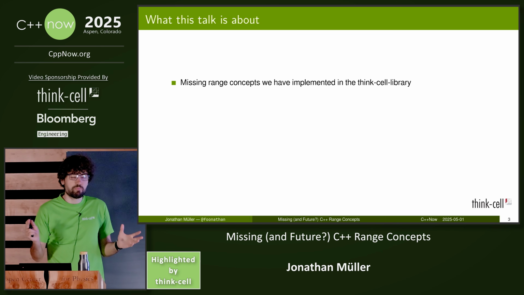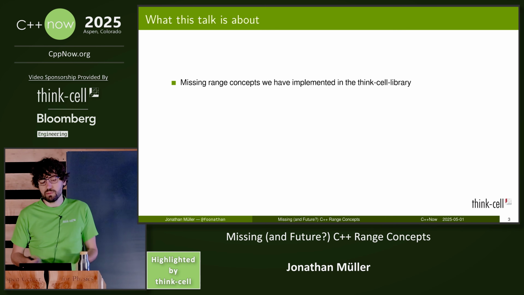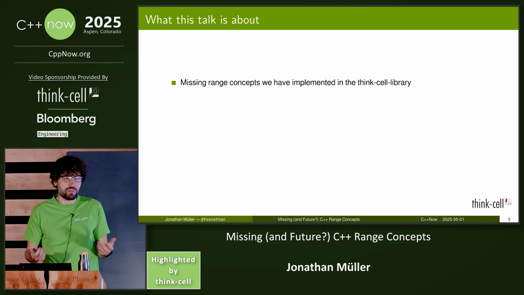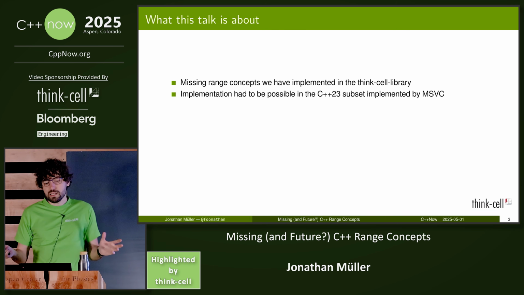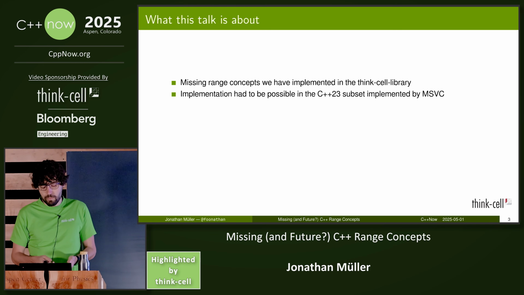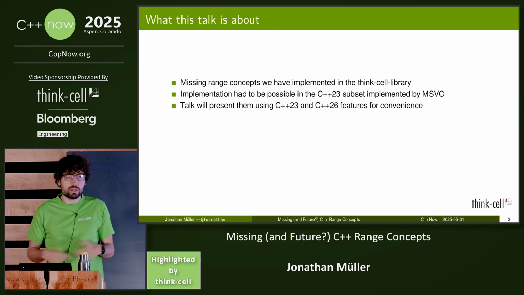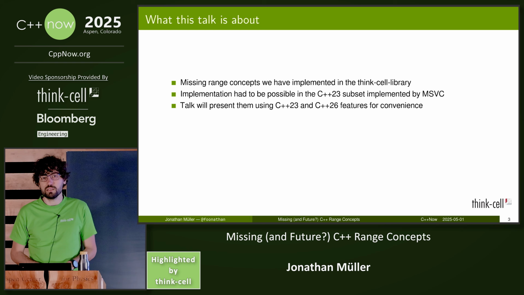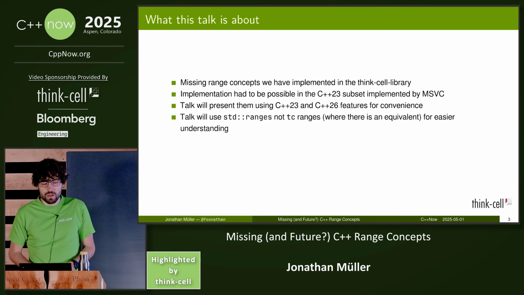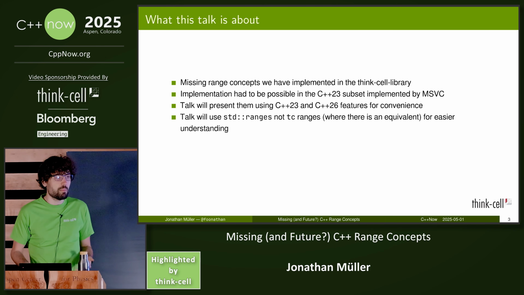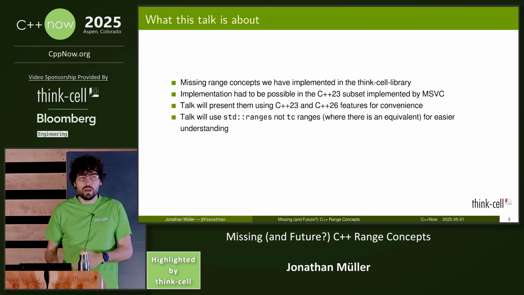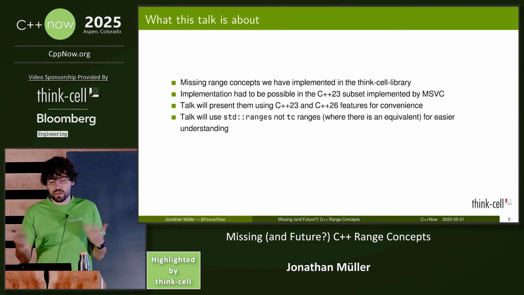This talk is about missing range concepts that we have implemented in our Thinkcell library. Some of them would make a really good fit for the standard library. Our implementation constraints are the C++23 subset implemented by MSVC, but for the purposes of this talk, I will be using C++23 and C++26 features for convenience. Also for convenience, I will present everything in the std ranges namespace and use the std ranges names instead of our own. This is just for your understanding, they're mostly equivalent.